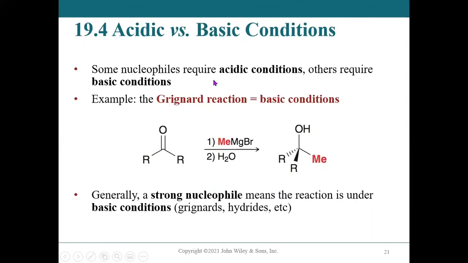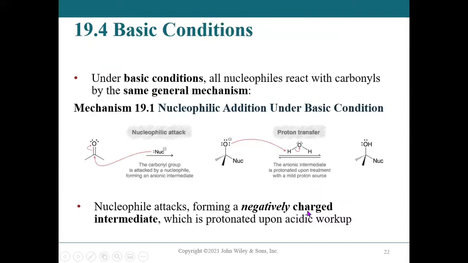Some nucleophiles require acidic conditions, others require basic conditions. For example, the Grignard requires a basic condition. We know Grignard is some alkyl with magnesium and bromine. Generally, a strong nucleophile means the reaction is in basic condition, such as the Grignard, hydride, etc.